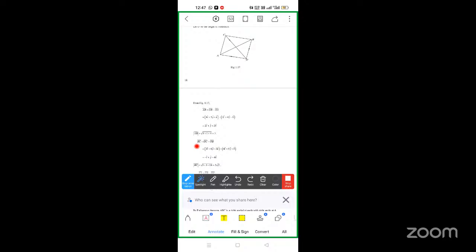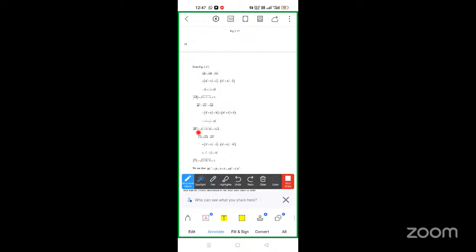BC = OC − OB. So this is OC vector and OB vector, which gives −i + j − 4k. Magnitude of this vector: |BC| = √(1 + 1 + 16) = 3√2. So this is the magnitude of BC. Next, CA = OA − OC. So this is OA vector, this is OC vector. So magnitude of CA is √(1 + 4 + 4) = √9 = 3.